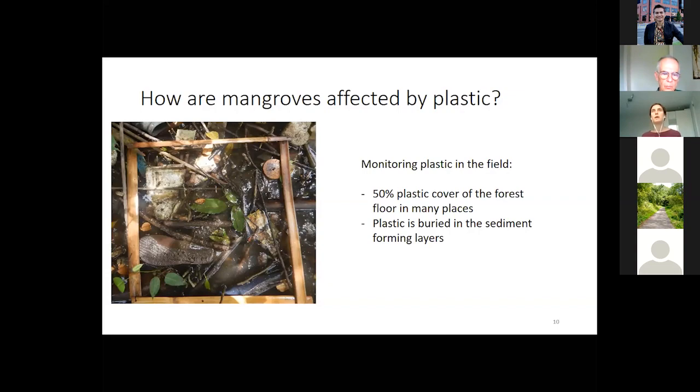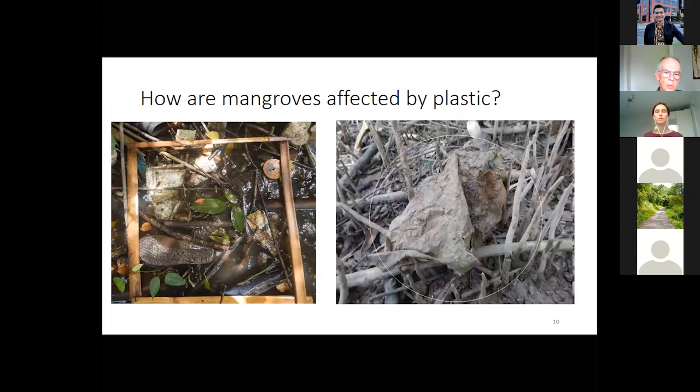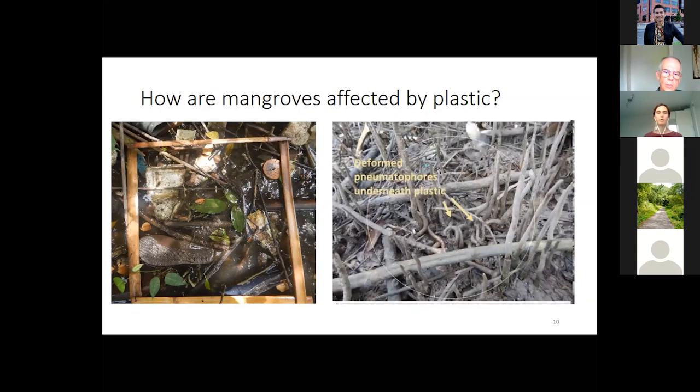And therefore, in some locations, if you would have sedimentation and plastic at the same time, it would end up on top of pneumatophores, which could suffocate them. And we actually saw this happening in the field. So this is one of the locations where we found a plastic item, and when we removed it, we saw all these very deformed pneumatophores. So the tree is really trying to outgrow the plastic on top of its roots.